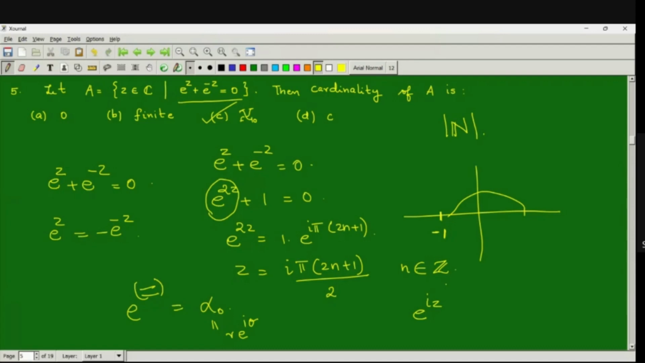So try this. P(x) is a polynomial of degree at least 2. Then find the radius of convergence of the power series sum of P(n) z power n. Try this.